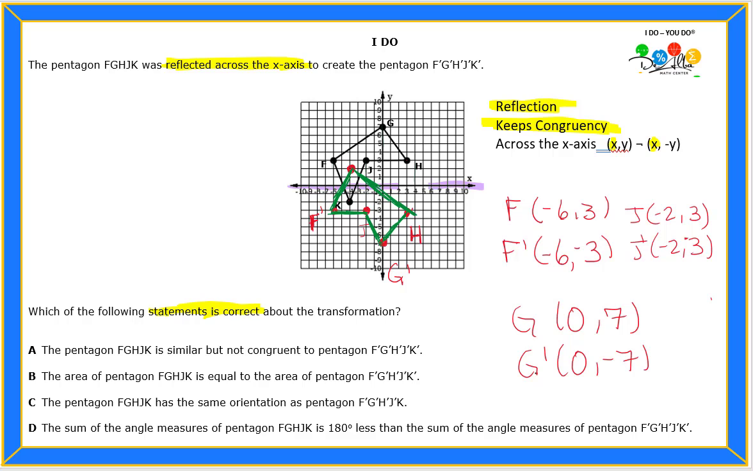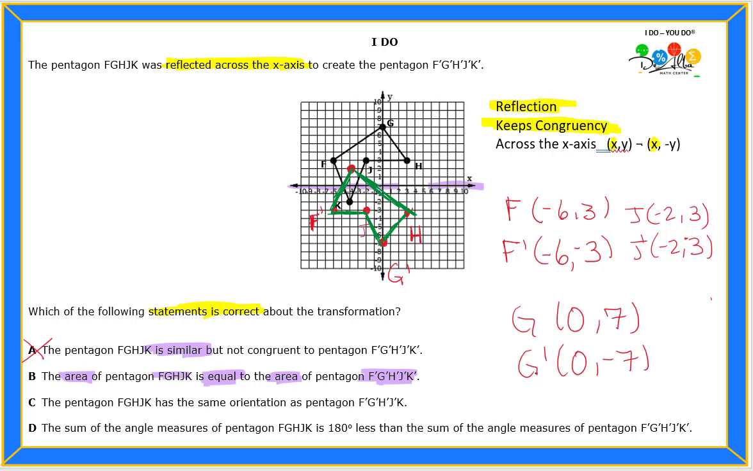So let's look at the answer choices. Letter A says the pentagon is similar. Is that true? Are they similar or are they congruent? They are actually congruent. So no, it's not similar, it's congruent. Okay. Letter B, the area of this pentagon is equal to the area of my prime. And that has to be true because it didn't get bigger or smaller, right? So that looks like the answer.